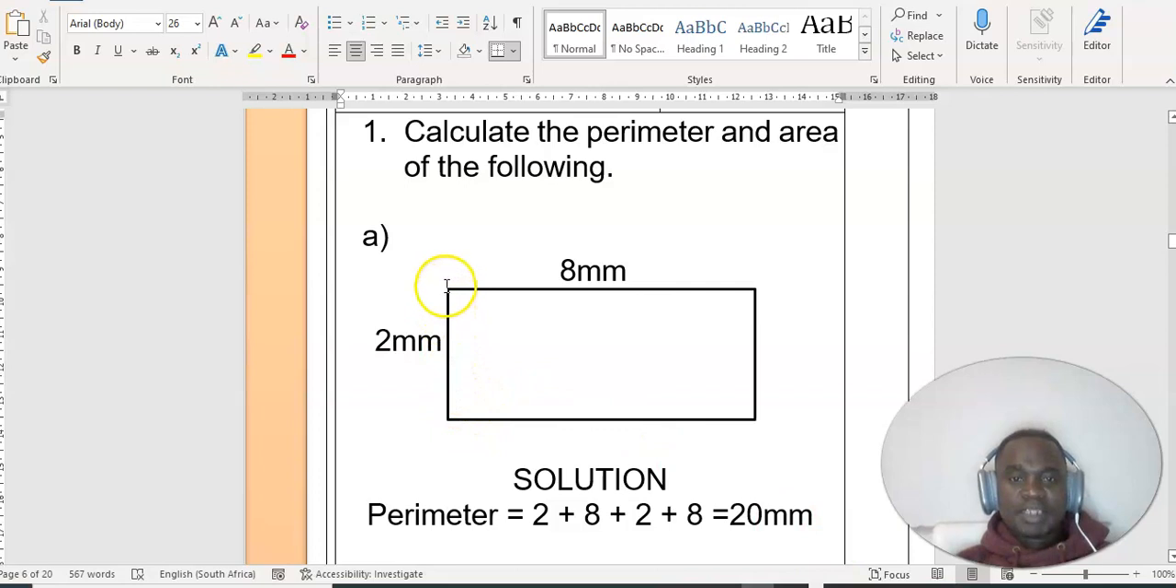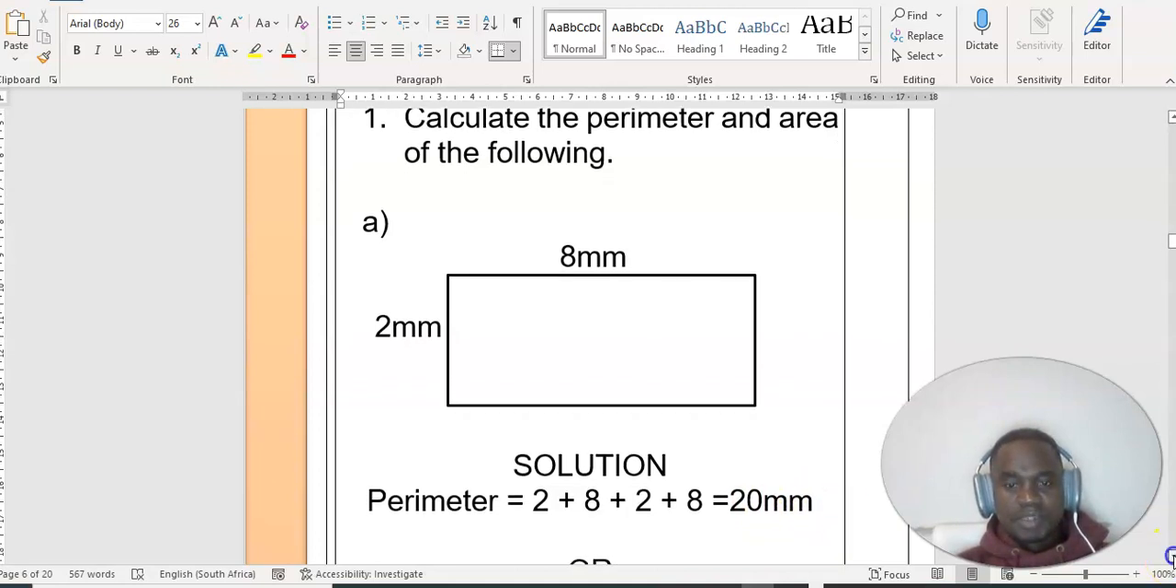So the perimeter is the distance around the rectangle. So this side is 2 plus 8 plus 2 plus 8. That is the perimeter. So if you add all of them, you are going to get what? 20. So this gives us 20. You bring the millimeters. 20 millimeters.